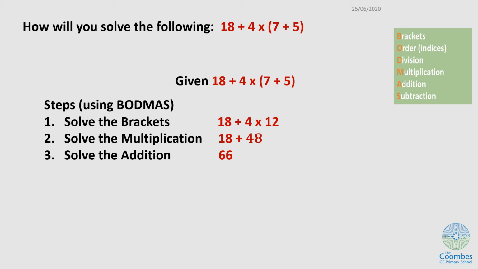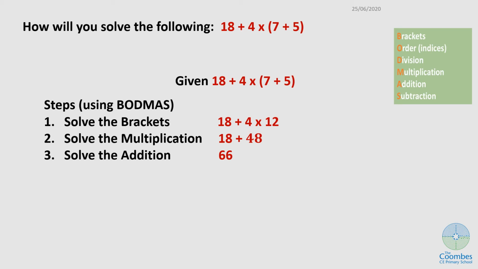The rest, I'll write them again. So 18 plus 4, and if I solve what is in the brackets, 7 add 5 is 12. So I don't need to put the brackets anymore, I can remove it. Now I have simplified the brackets, and this is what I have: 18 plus 4 times 12.